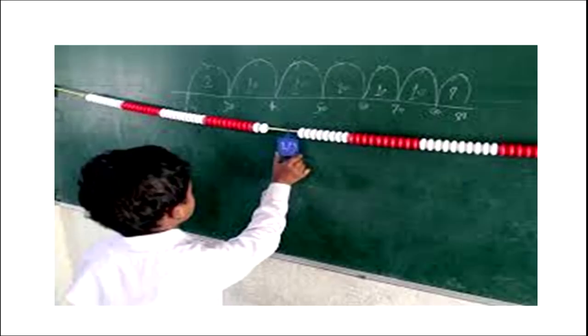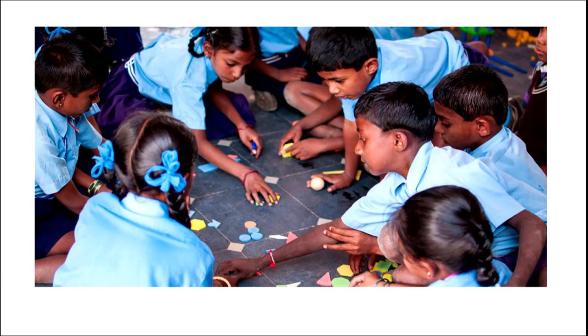Here we see a child who is able to work with the educational material that has been provided to him in the class to understand the concept of number line. As we have said, the students should be given liberty to use the educational material according to their own level of understanding, and they should be able to explore and work with the material.